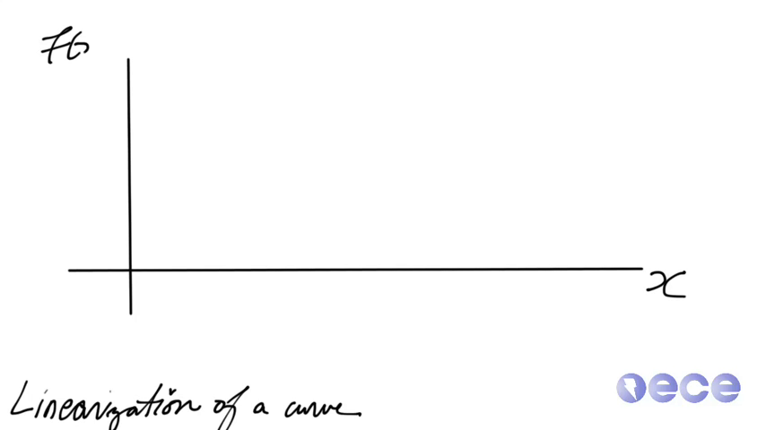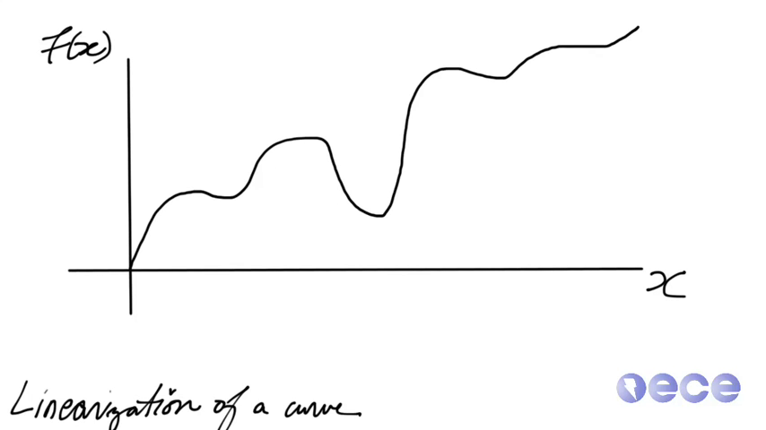Now that we've seen how a linear-ish function behaves, what can we do if we have a curve, something that doesn't really look like a line anywhere, but we'd like to treat it like a line in some places? So let's go ahead and sketch a curve here. And let's look at a few particular regions.